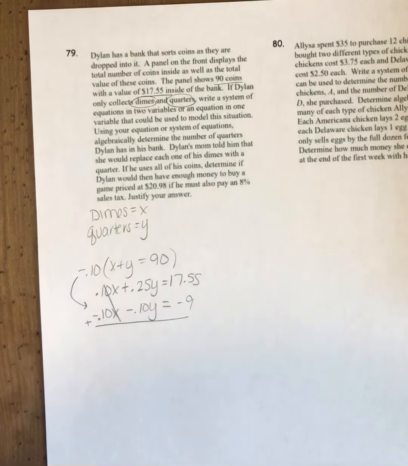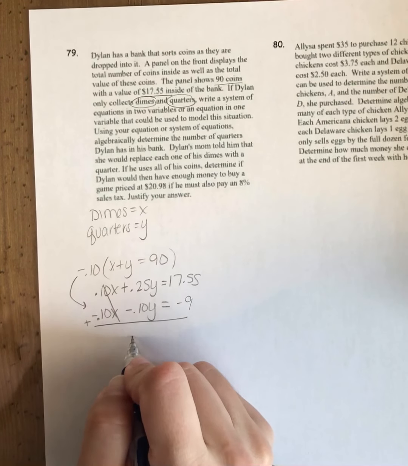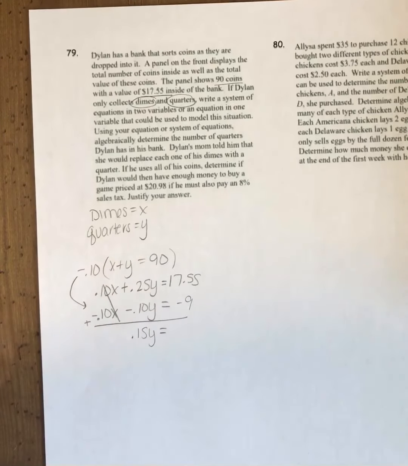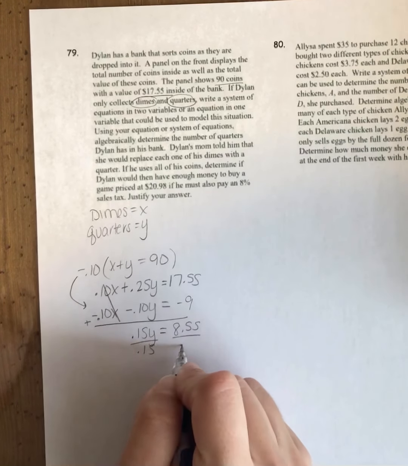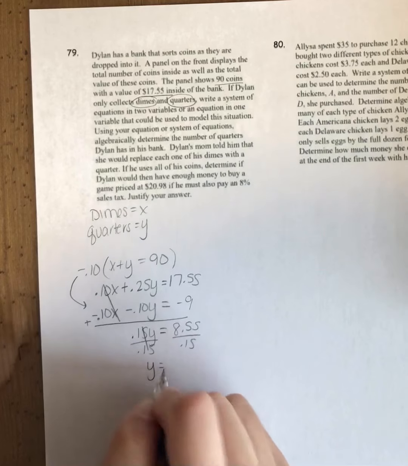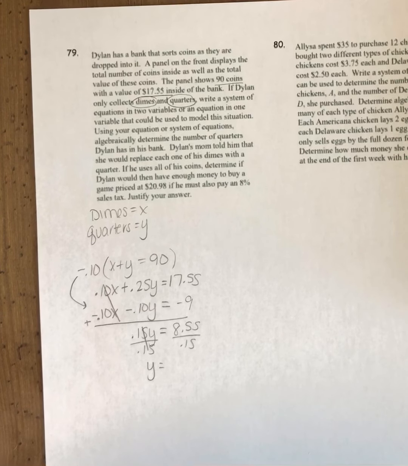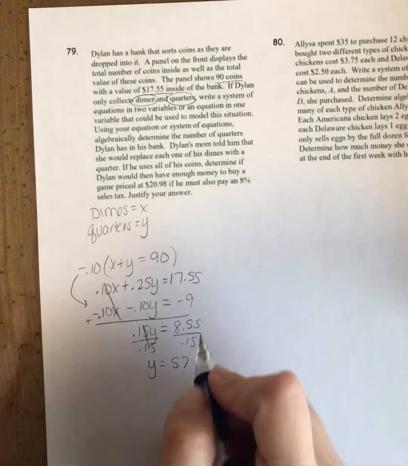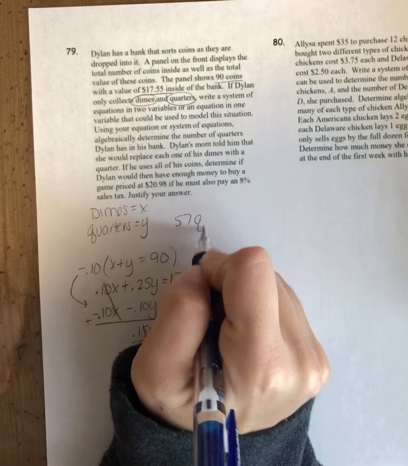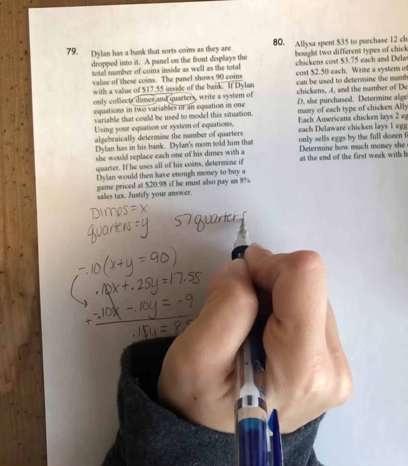0.25 minus 0.1 gives you 0.15y, and 17.55 minus 9 equals 8.55. Divide by 0.15. We get 57. So that means he has 57 quarters in his bank.